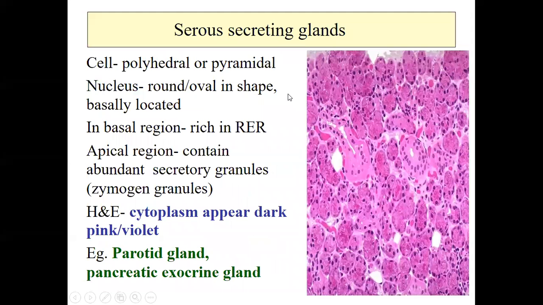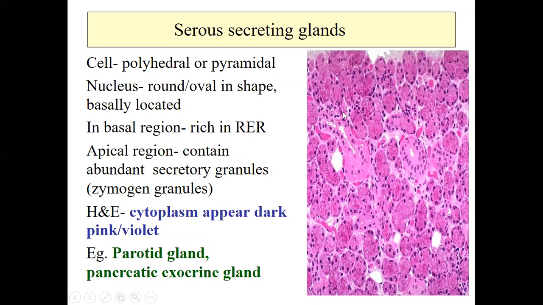serous demilunes. For the serous secreting gland, the cells are polyhedral or pyramidal in shape. If you enlarge this picture, you can see the individual cell is pyramidal in shape. The nucleus is round or oval in shape, and usually is located at the basal portion. At the basal region, there is also rich rough endoplasmic reticulum. At the apical region, it contains an abundance of secretory granules that are ready to be released. This granule is known as a zymogen granule.